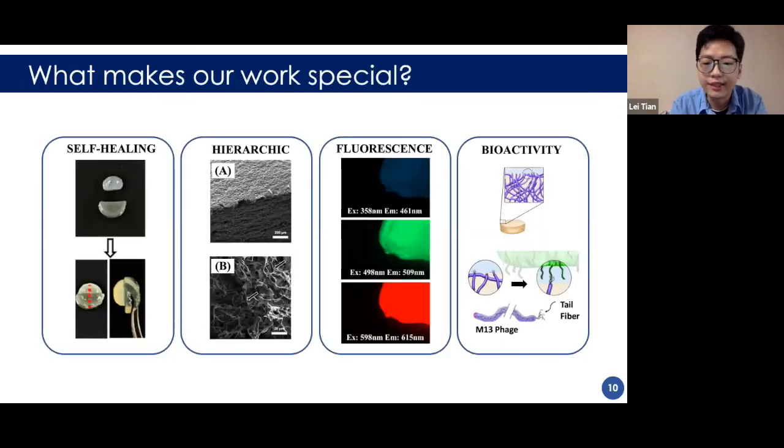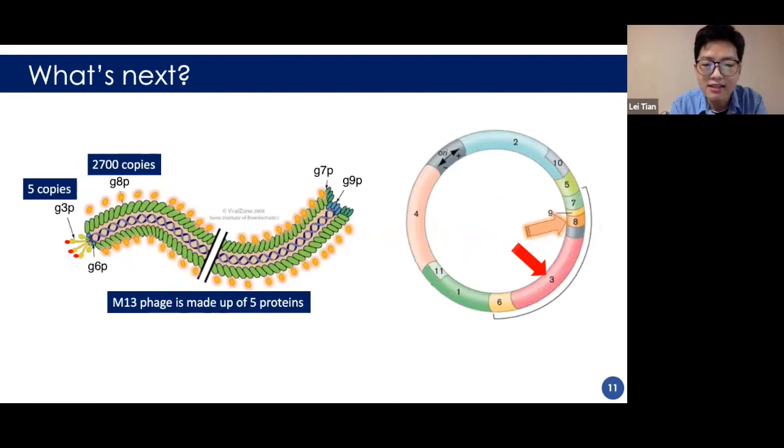There are mainly 3 to 4 other labs worldwide working on pure phage hydrogels. We are the first lab proposing that phage hydrogels have the properties of self-healing, hierarchical structure, fluorescence, and bioactivity. So what can these gels be used for other than antimicrobial applications? We can easily engineer the genome to express different peptides on the phage coat surface, especially the G8 protein, which has 2,700 copies.